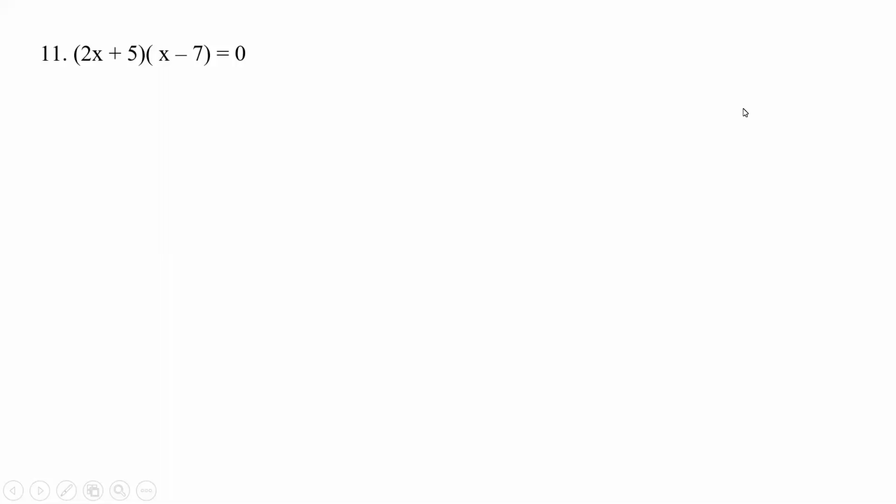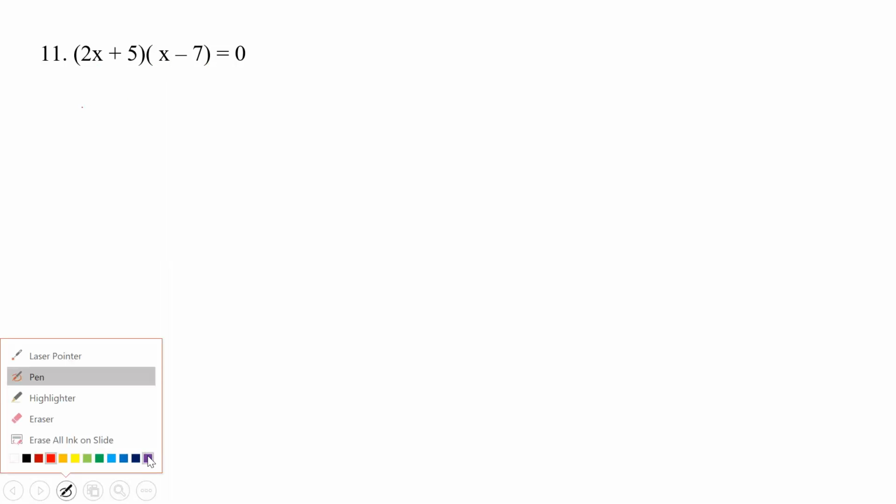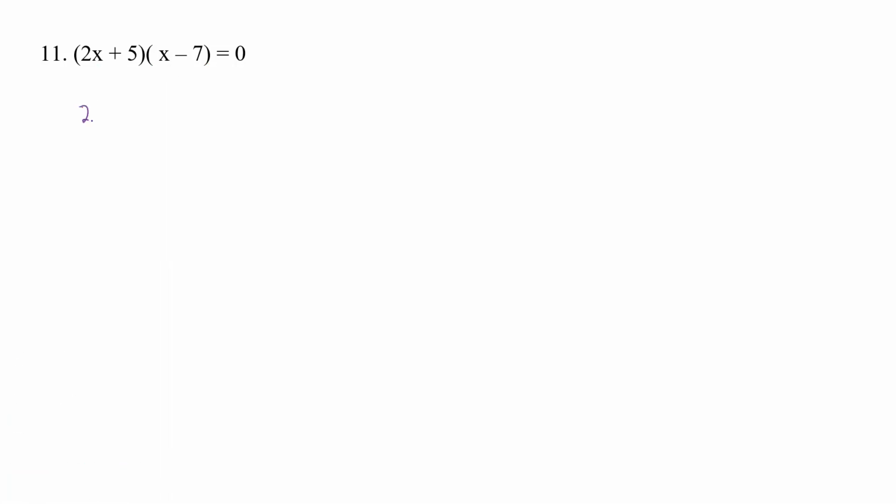Okay, so let's go through a few more of the exercises here and make sure we understand how we're solving after we factor. This one is back to the easy. They've given it to us already factored, so we just have to set each of those factors equal to 0 and solve. So we'll set 2x plus 5 equals 0 and x minus 7 equals 0.